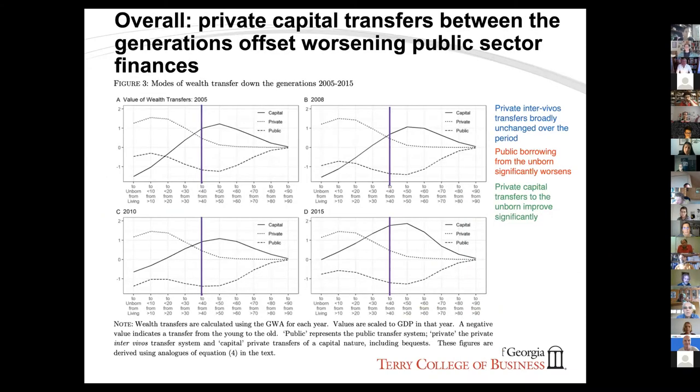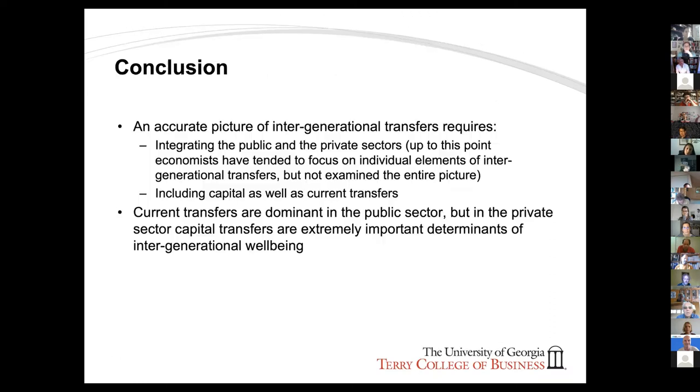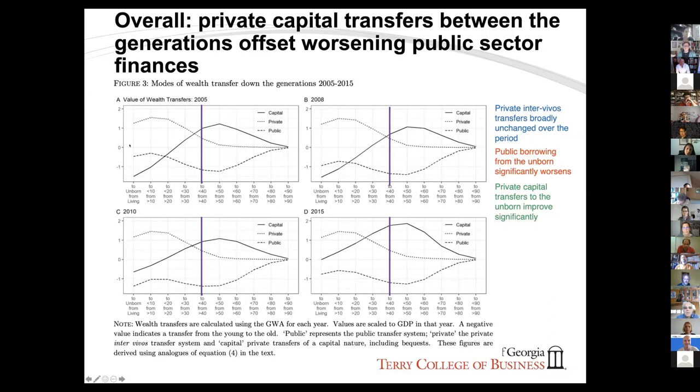This is just a different way of showing the same picture. And what we calculate here is the total value of transfers to a particular generation from those generations older than them, and we divide it into capital transfers, public transfers, and private transfers, and show it for various years. And I've shown that sort of division between the older and the younger here.